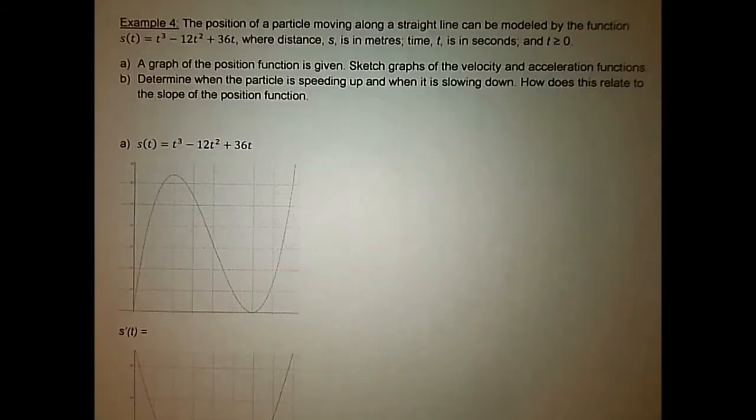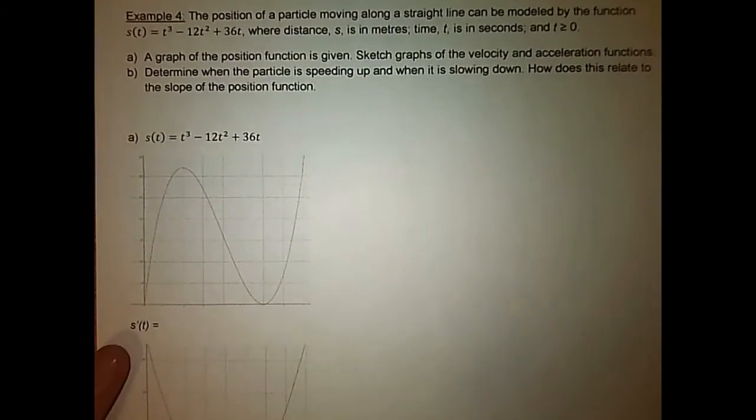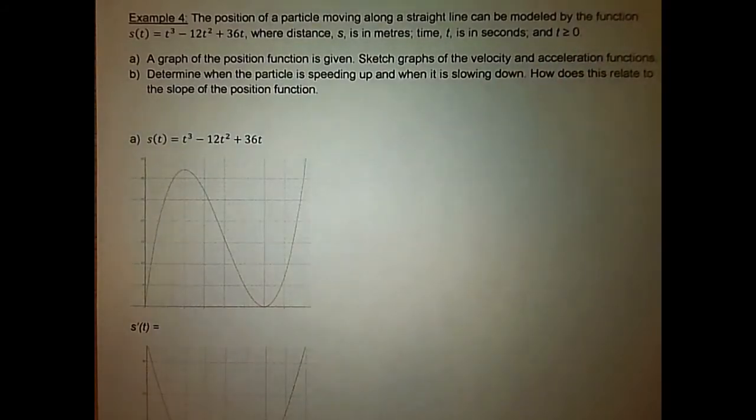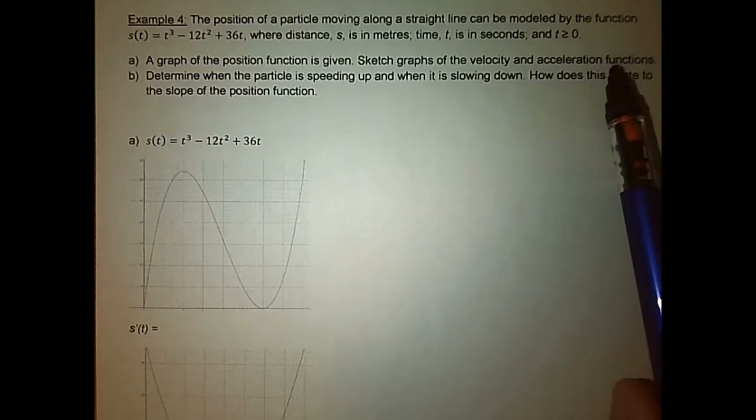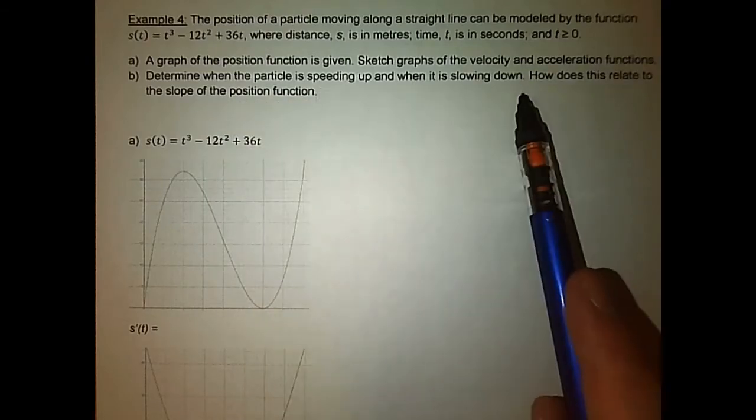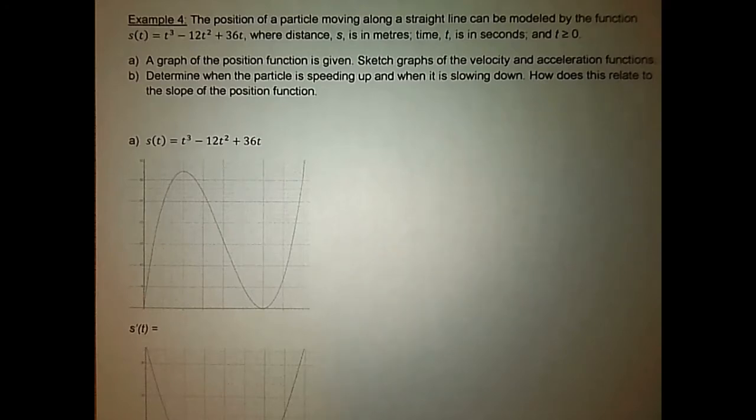So in this question, we're going to be examining the graphs of distance, velocity, and acceleration and see how parts of these graphs are connected to each other. I tried to line them up as best as I could on your handout, so hopefully that'll be very clear for you to see. We have the position of a particle moving along a straight line, modeled by the function, where distance s is in meters, time t is in seconds, and t has to be greater than or equal to 0. A graph of the position function is given. Sketch graphs of the velocity and acceleration functions. Determine when the particle is speeding up and when it is slowing down. How does this relate to the slope of the position function?